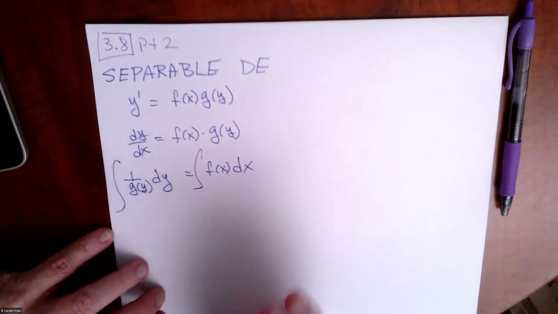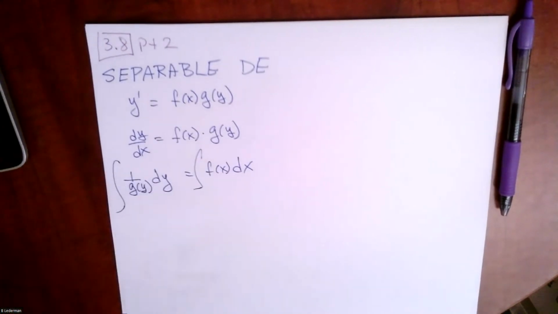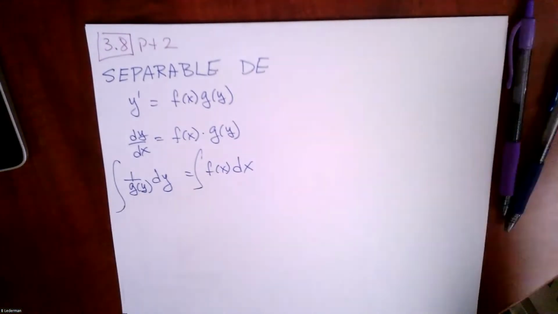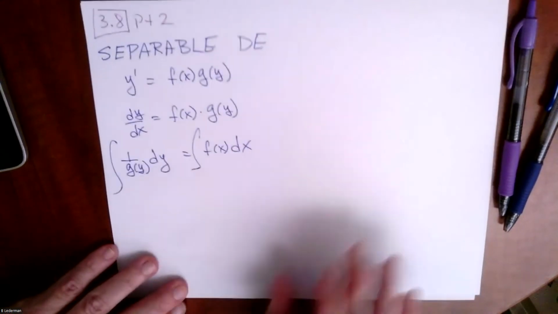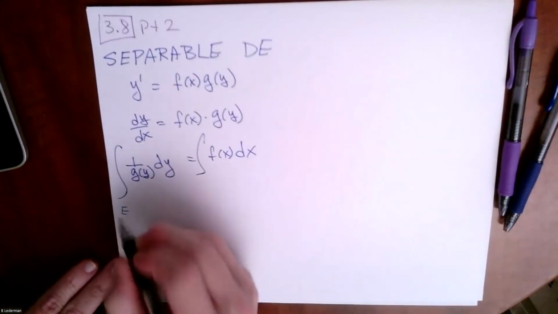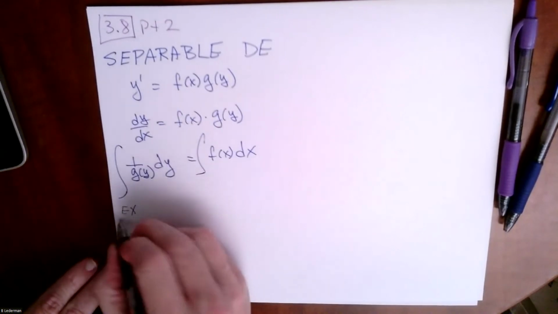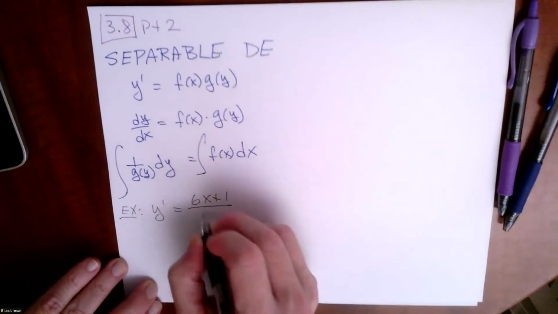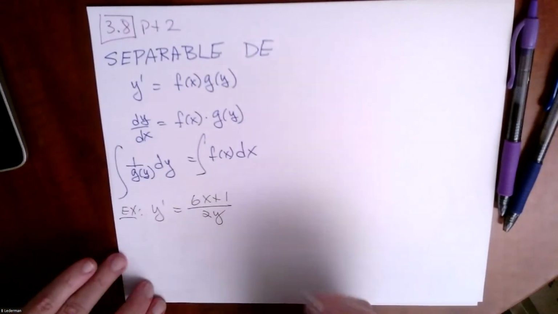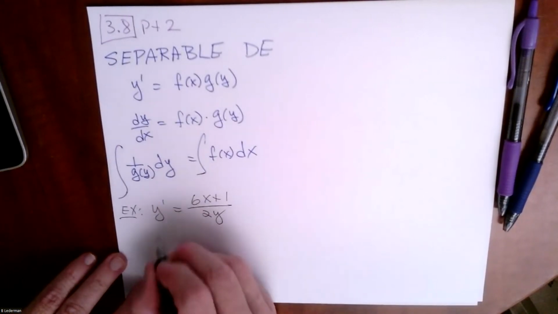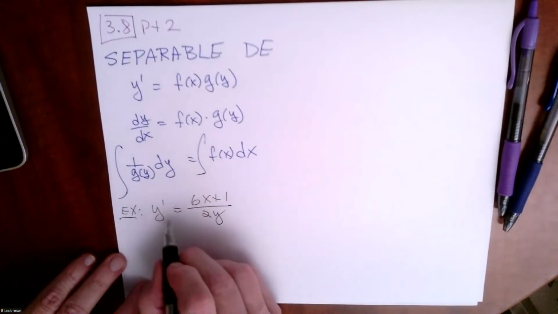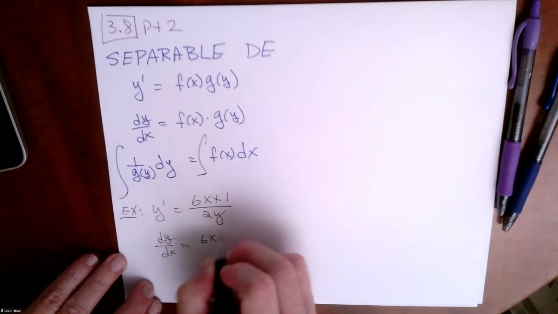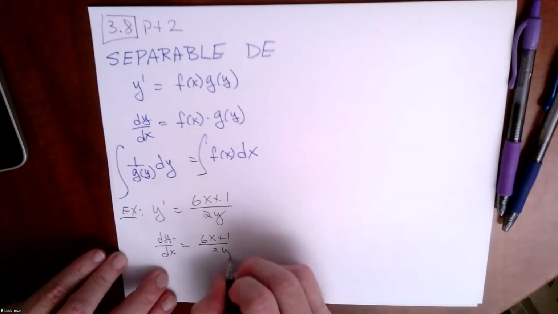So let me give you an example. All this will make a lot more sense, I believe, once we have an example. Okay, here's an example. y prime equals 6x plus 1 over 2y. Now, for separable differential equations, it's actually a little bit easier if you write dy dx equals 6x plus 1 over 2y.